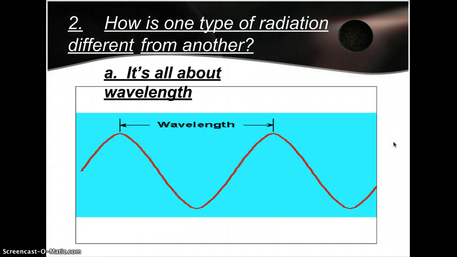So the difference between types of radiation is, it's all about wavelength. So the height of the wave, the peak of the waves, the distance between the two peaks is what we call wavelength. And so the difference between a radio wave and a microwave and an infrared light wave and an ultraviolet light wave is simply the distance between the two peaks in the wave. And so that's really what makes the difference between the two.